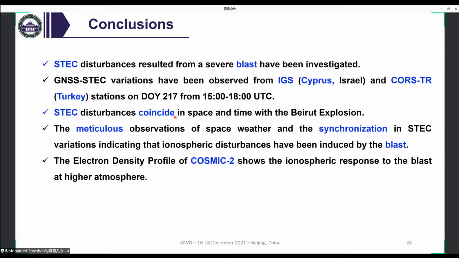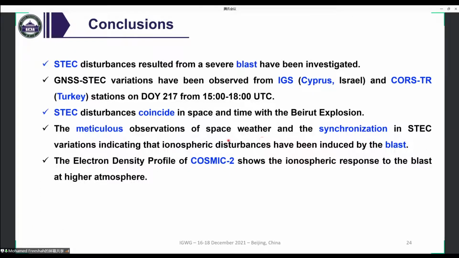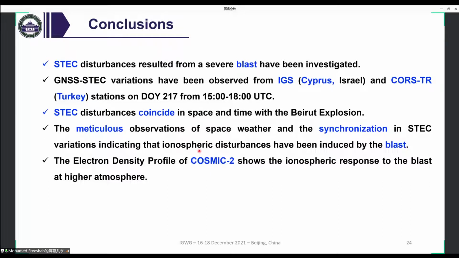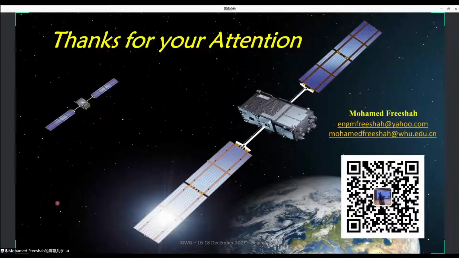STEC disturbance coincides in space and time with the Beirut explosion, and a meticulous observation of space weather parameters and synchronization in STEC variation indicate that ionospheric disturbance has been induced by the blast rather than any random event. Last, the electron density profile of the COSMIC-2 satellite shows the ionosphere response to the blast at higher atmosphere. That's all, and thank you for your attention.